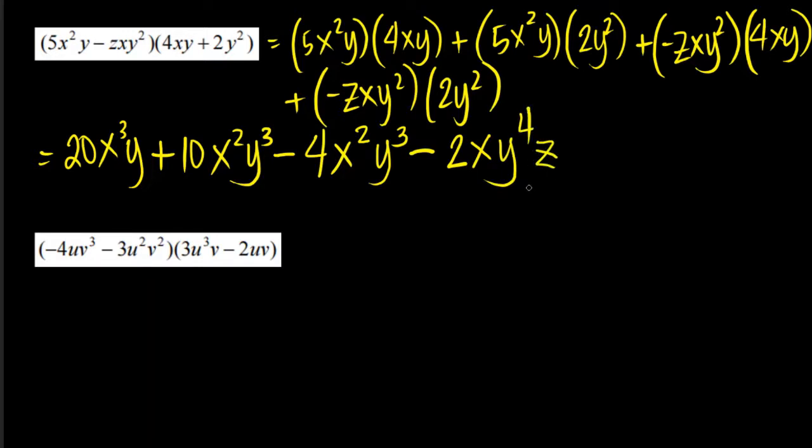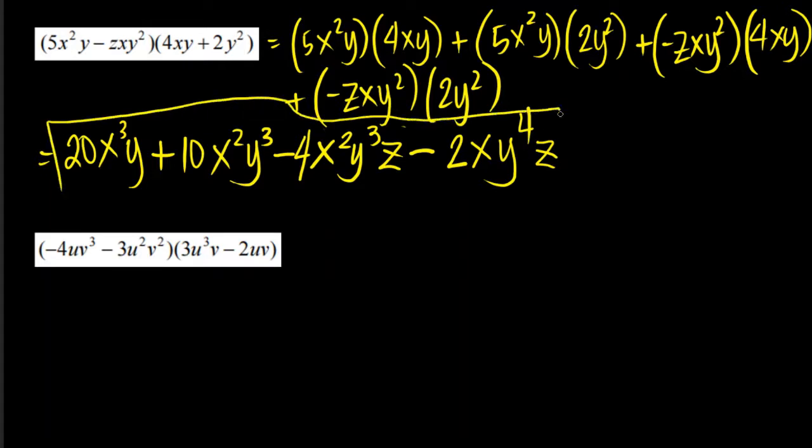z. So, let's just check our letters in order, okay? So, we have 20 x cubed y, 10 x squared y cubed plus, I haven't put a z, this is z. So, we have negative 4, I'll just put it on the right. Negative 4 x squared y cubed z. Yeah. So, x squared y cubed z, checked, minus 2 x y to the 4th z. This is the answer for this example.